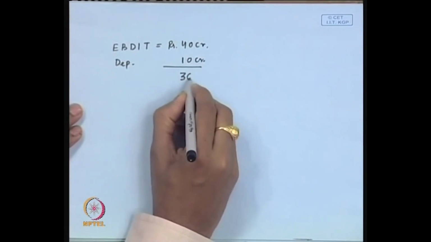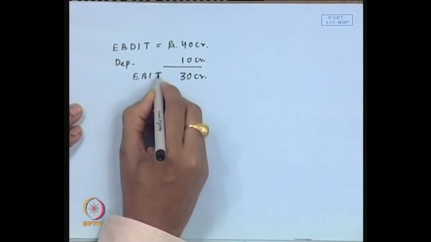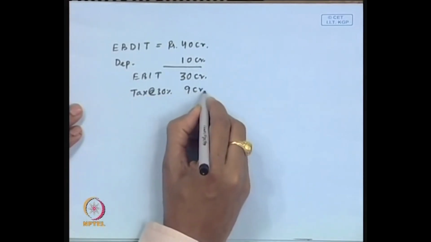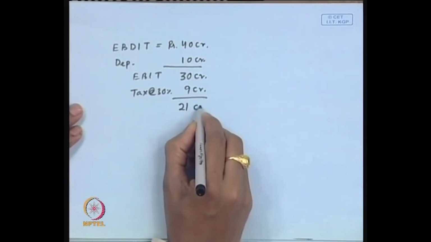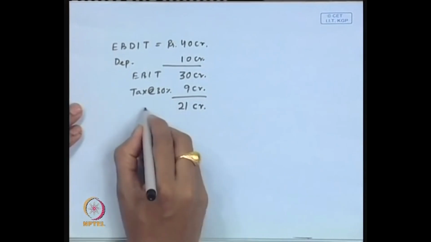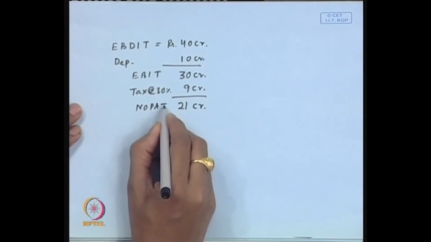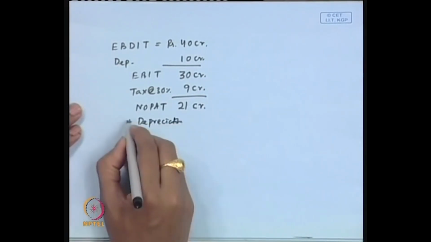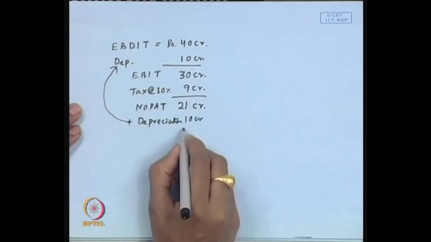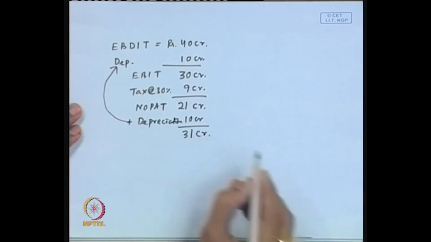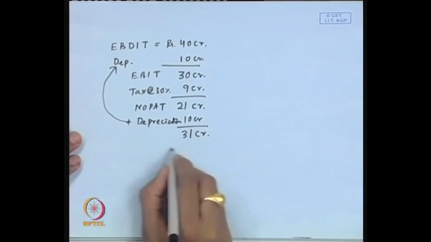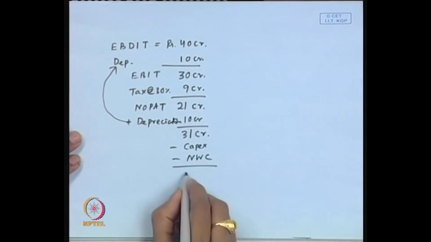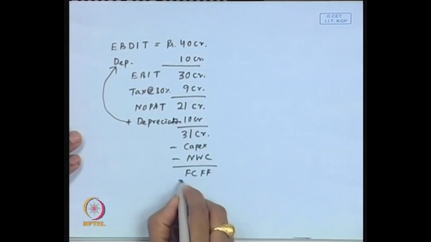it becomes 30 crore of earnings before interest and tax, and the tax rate is 30%, then you have 9 crore of tax, and it becomes 21 crore as the net operating profit after tax. Then to that we add depreciation, that is 10 crore. So, we have 31 crore, actually the cash profit for that matter, and from this 31 crore we take out capex and we also take out net working capital, and that gives us the free cash flow for the firm.